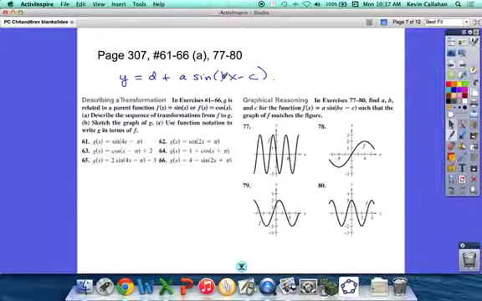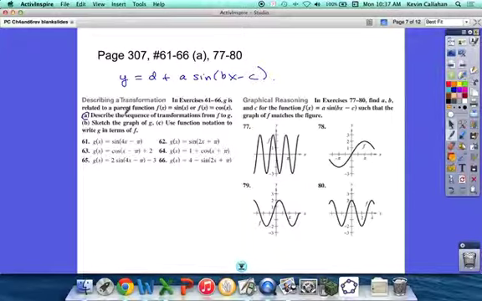On the study guide, it says these 61 to 66 is just the A part. The A part says describe the sequence of transformations, meaning just describe what all the letters are doing there. It's shifted 3 to the left, 4 up, 4 down. There's this kind of amplitude. Just know those 4.